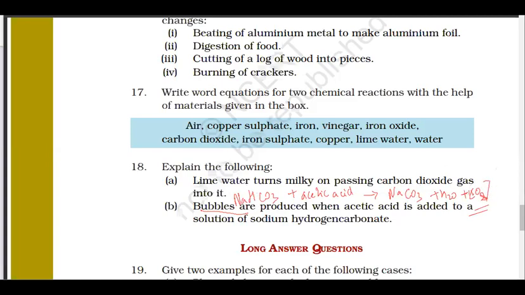Everyone, please write down this reaction. Okay, so you can see that we have carbon dioxide as a gas, right? Yes, Purvi. Okay, so this carbon dioxide as a gas tries to escape, which makes the bubbles. Okay, right, everyone? Okay, next.